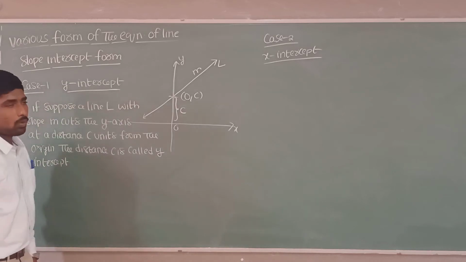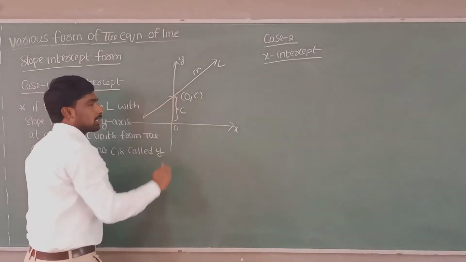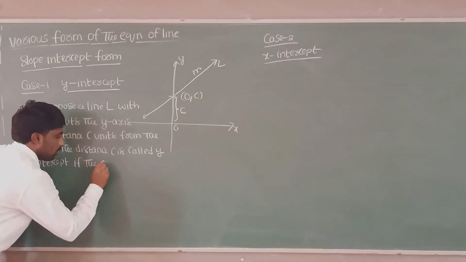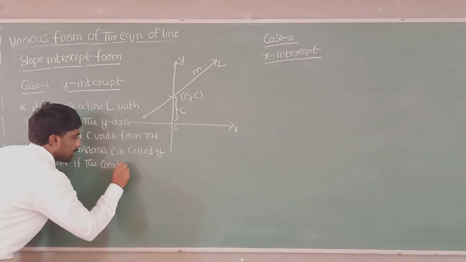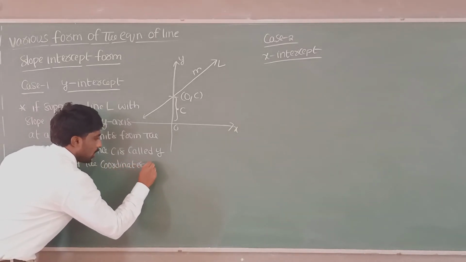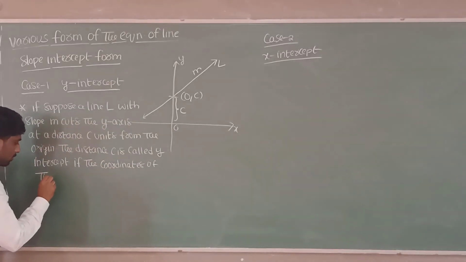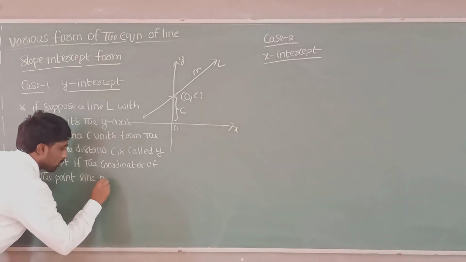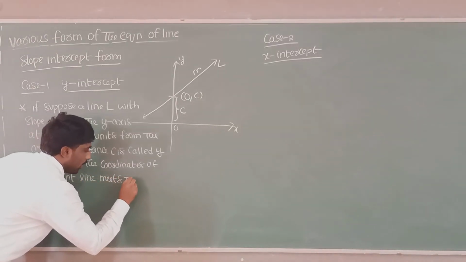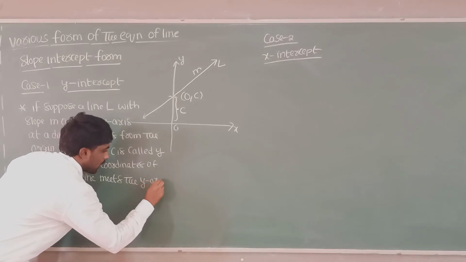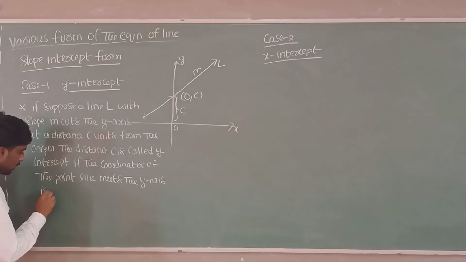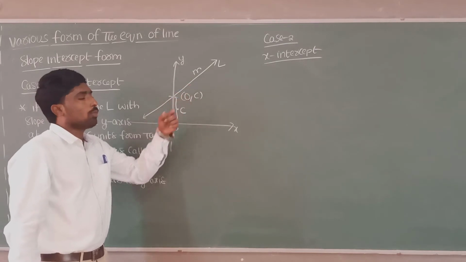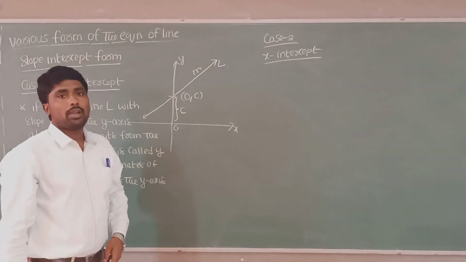Now, the coordinates of the point where the line meets the y-axis are (0, c). The line is passing through this point and the line's slope is m. So here we have to apply the point-slope form.